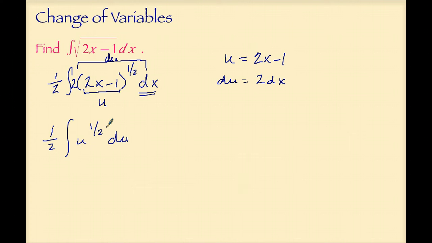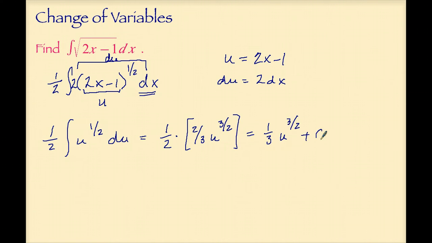I'm going to add 1 to 1/2, which gives me 3/2, and then I'll need to divide by that new exponent, which is the same thing as multiplying by the reciprocal. So the 1/2 is now multiplied by 2/3 u to the 3/2, which gives me 1/3 u to the 3/2 plus c. In the final step, substitute the original quantity back in for u. 1/3 times 2x minus 1 to the 3/2 plus c is your answer.